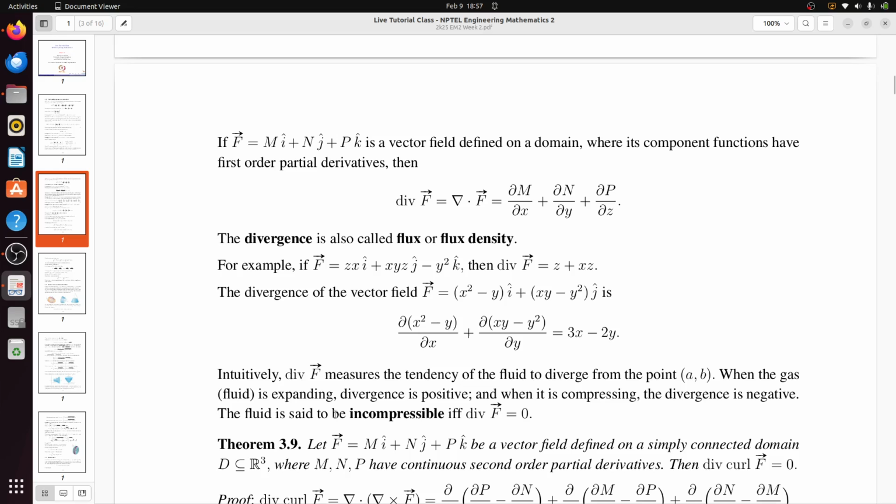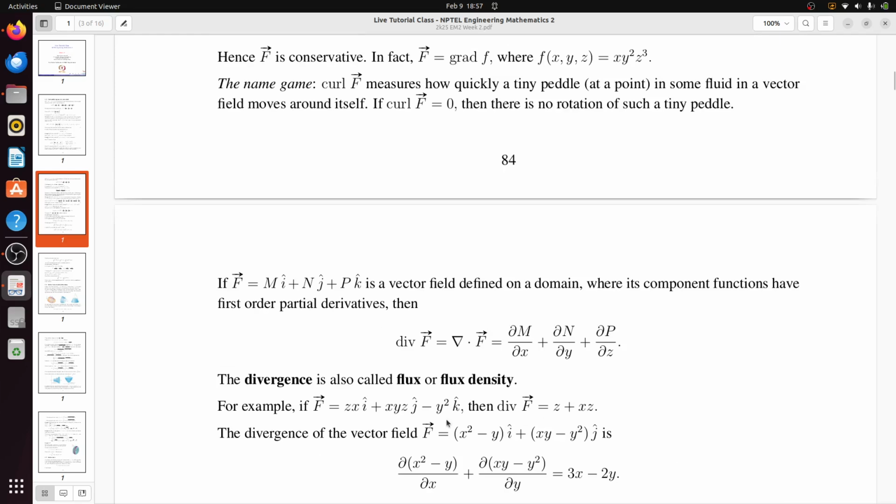The fluid is said to be incompressible if divergence of f is equal to 0. So just remember these terms. If your curl is 0, then it is called irrotational, because there is no rotation of the paddle considered at a point.